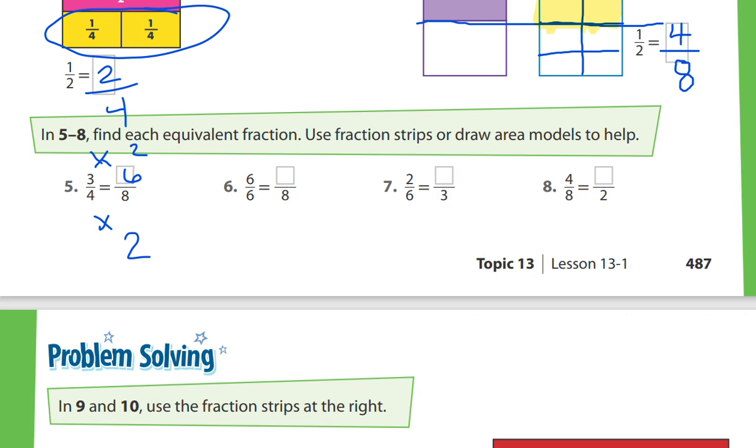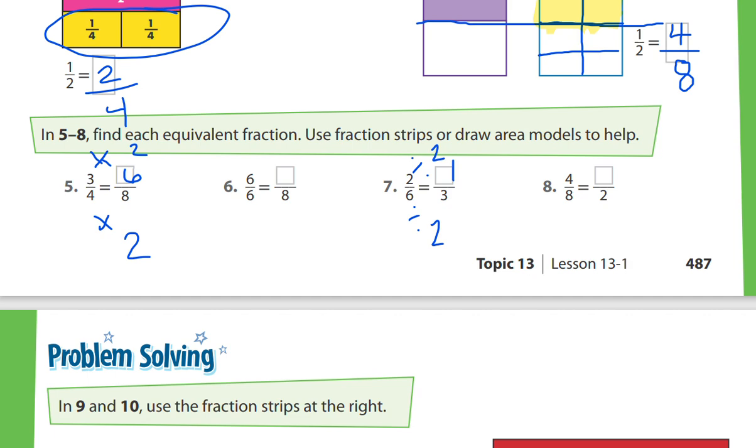Okay, let's skip number 6 for right now, and then let's take a look at number 7. If I look at number 7, I have 2/6 equals how many thirds? Well, my denominator goes from big to small, so I need to divide. 6 divided by what number equals 3? Well, 6 divided by 2 equals 3, so now I need to do the same to my numerator. 2 divided by 2 equals 1. So 2/6 is equal to 1/3.